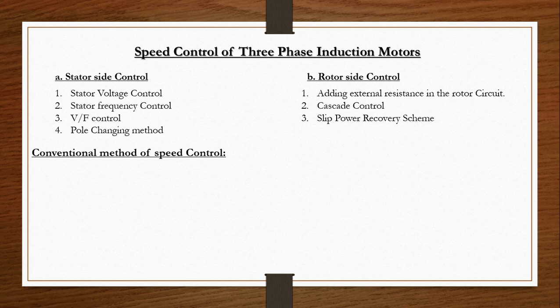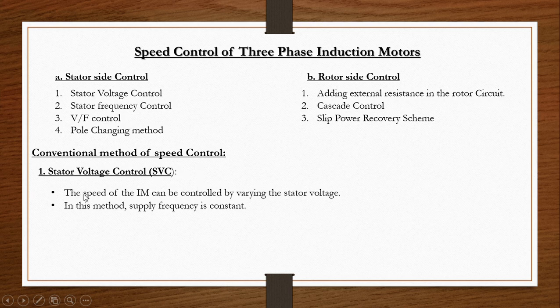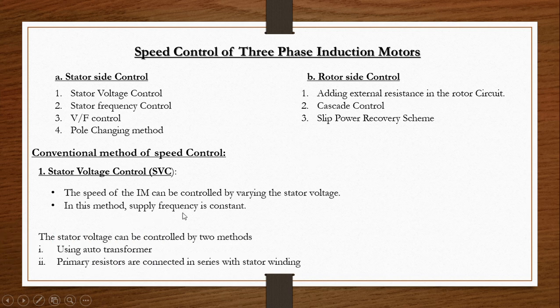We are going to know about conventional methods of speed control. First we have taken stator voltage control, simply called SVC. The speed of the induction motor can be controlled by varying the stator voltage. In this method, supply frequency is constant. The stator voltage can be controlled by two methods. First one using auto transformer, next one using resistors. Let us take the first one.